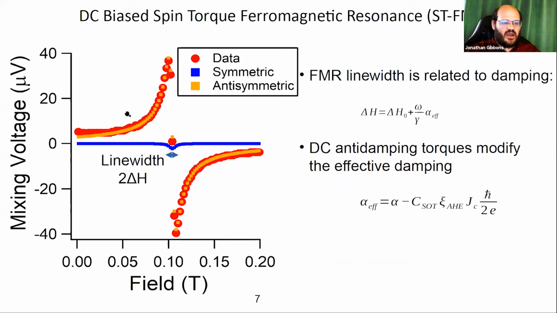So when you extract the symmetric and anti-symmetric components of this line shape, you can also extract the line width. And the line width of the ferromagnetic resonance is related to its damping. So it grows linearly as the damping grows. And so it's possible to view the anti-damping effects of an anti-damping torque, that is changing the damping of the material effectively, through looking at the change in line width as we apply an anti-damping torque to the material. So in fact, the line width ends up being linear with the spin torque efficiency and the applied current.